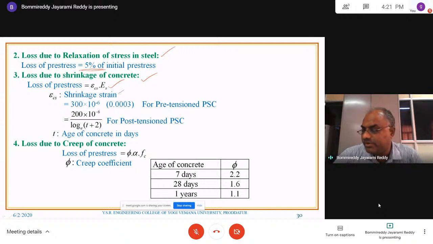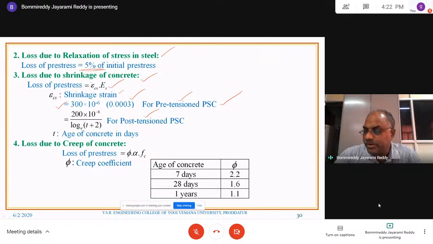As per the code, these are only code values. 300 into 10 power minus 6 is the strain in case of a pre-tensioned pre-stressed concrete member. And 200 into 10 power minus 6 by log (T plus 2) is for post-tensioned pre-stressed concrete, where T depends on the age of concrete in days. So anyway, remember this value, 0.0003. 0.0003 is the shrinkage strain in concrete, whether it is RCC or pre-stressed or anything. And for post-tension, this is the equation.